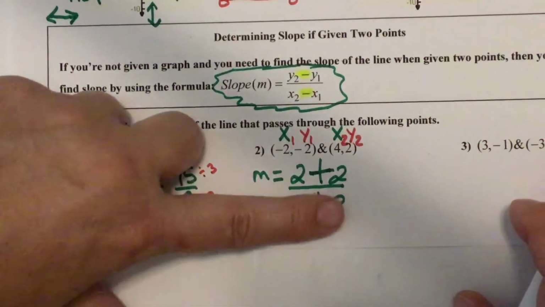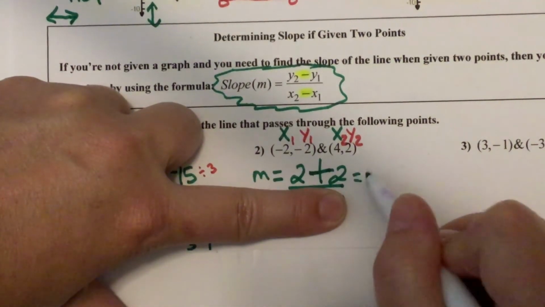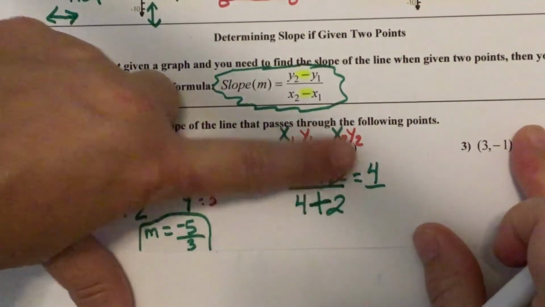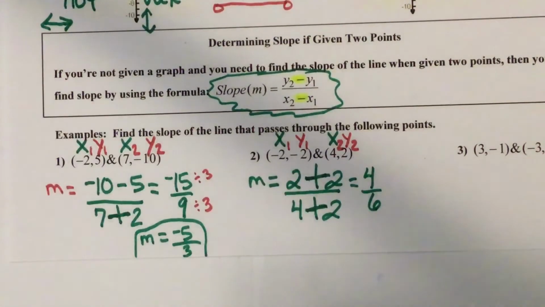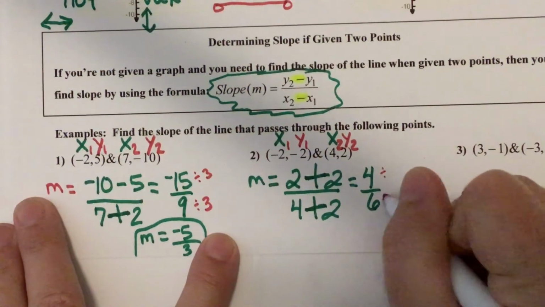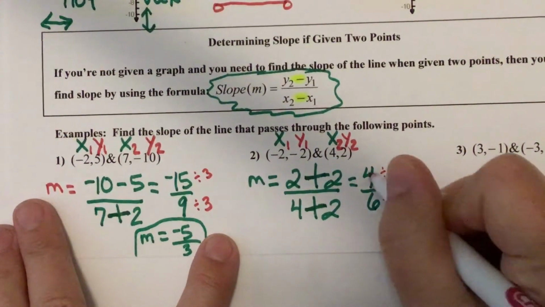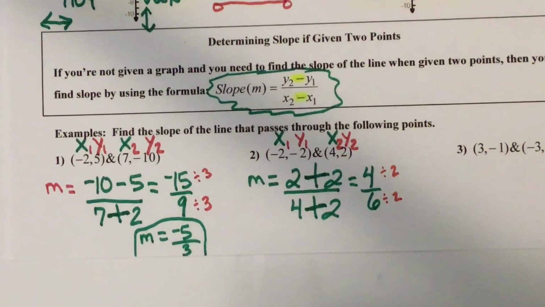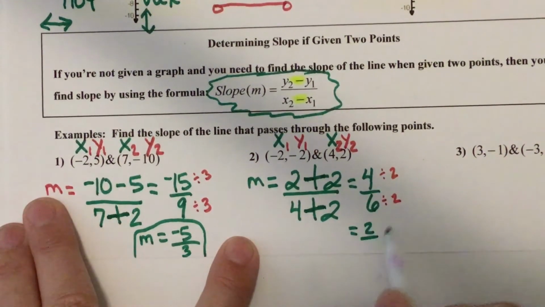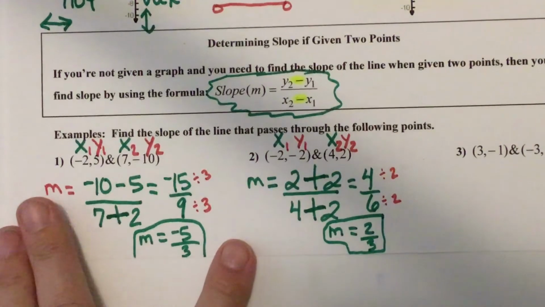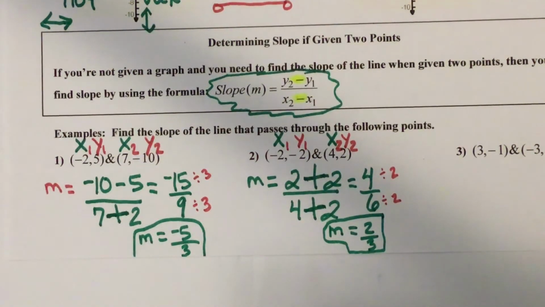Now let's work it out. What's 2 plus 2? 4. And then your denominator, what's 4 plus 2? 6. And then do you know what you can divide both of these numbers by? You can divide them both by 2. All even numbers can be divided by 2. So 4 divided by 2 makes 2, and 6 divided by 2 makes 3. And that's our slope, 2/3. What do you think? Pretty easy?